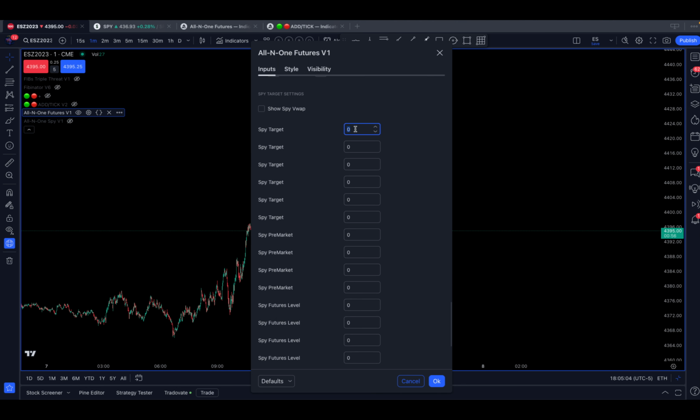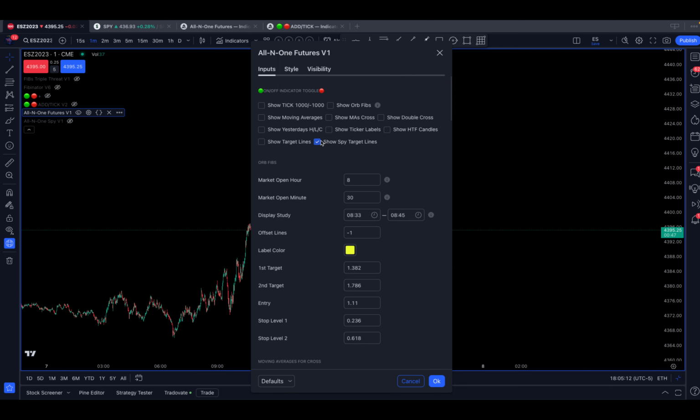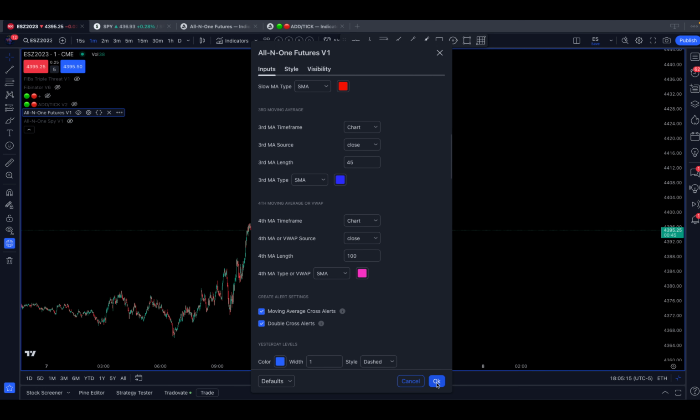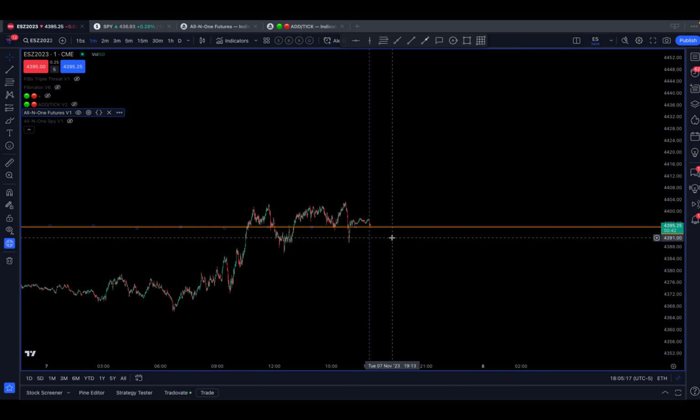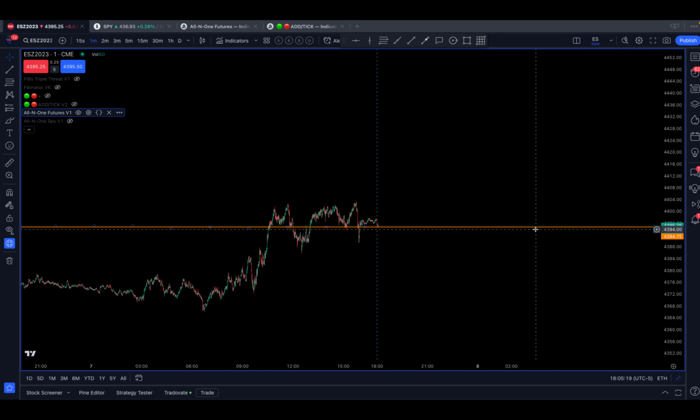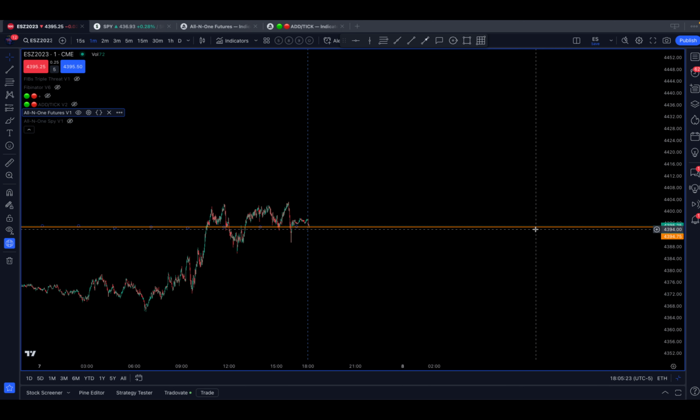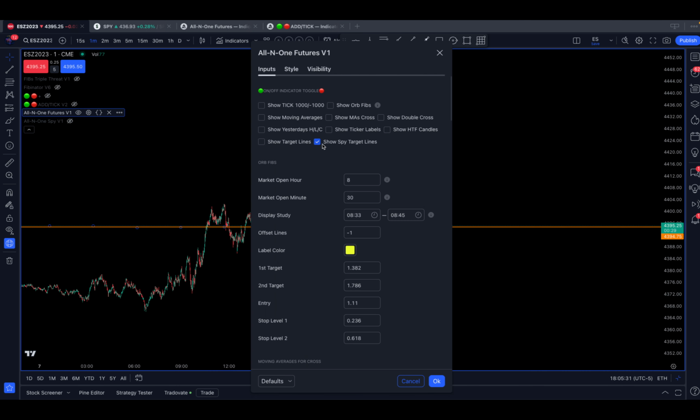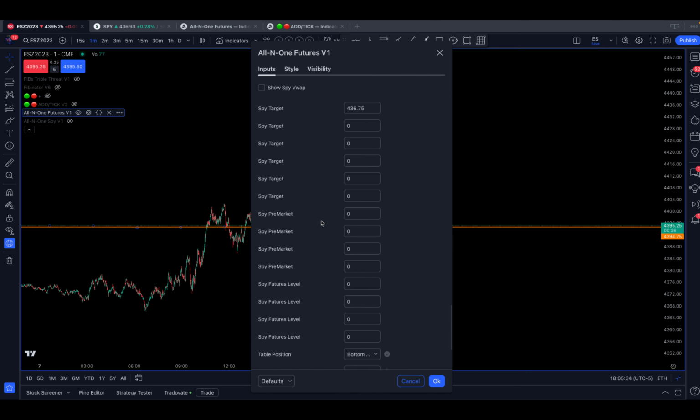So we'll say, for example, he says 436.75 is a line. You could plot that here. As long as the show SPY lines is checked, it's going to plot right there. It'll plot that line on your chart. So what you could do is, Jimmy plots all his lines pre-market. You can take his SPY lines and transfer them over to the ES chart by utilizing this show SPY lines. Again, you'll scroll down to the bottom of the input section, and there's 14 different lines you can put in here. So again, it's your option if you want to utilize it.